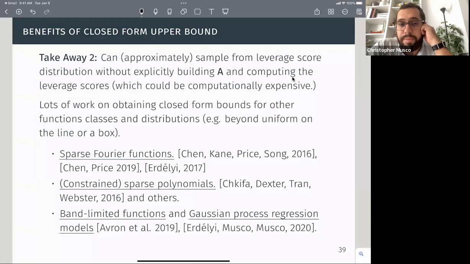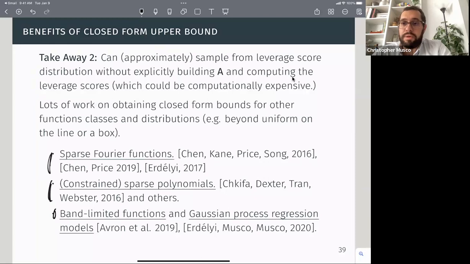If you have a closed form upper bound, you can sample from that upper bound without ever building A and without ever computing the leverage scores explicitly. So people have been really interested in this, myself included. People have proven closed form upper bounds on the leverage scores for sparse Fourier functions. I have some citations here for sparse polynomials and other constrained classes of sparse polynomials, like those that have something called lower set structure. We've done some work here on band limited functions and Gaussian process regression models, which is kernel regression models. So that's a cool takeaway.